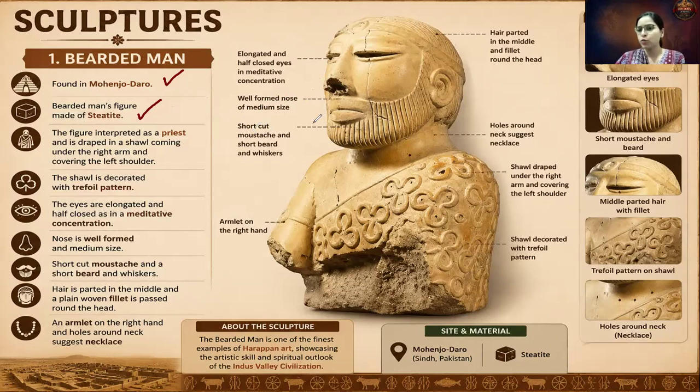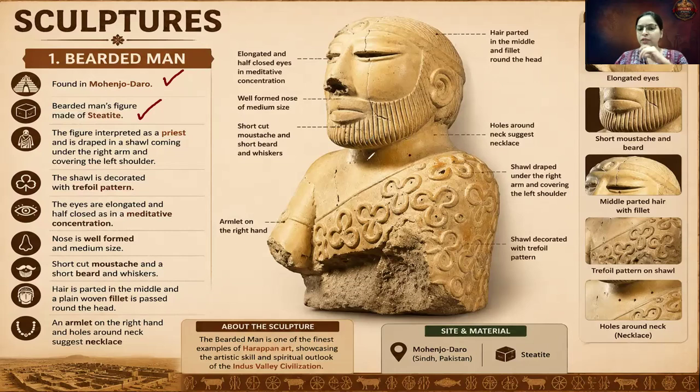Why is he considered to be a priest? Because if you look at his posture, he's wearing a shawl. He is draped in a shawl which comes from his right arm and goes across his left shoulder. And if you look at present-day priests in India, they often wear such a shawl. So that is one reason. Also, his eyes were elongated and half closed. So archaeologists say that he was probably in a meditative posture, in a yogic posture.